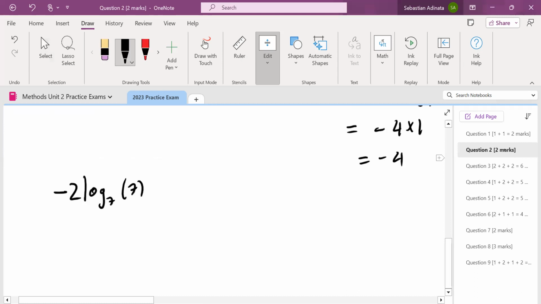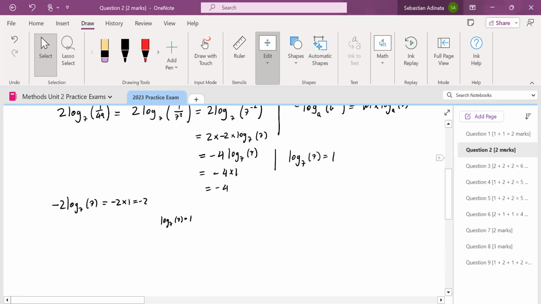This one's easier for us. We've already been through this. So since log 7 7 is equal to 1, this would be equal to negative 2 times 1, which is negative 2.